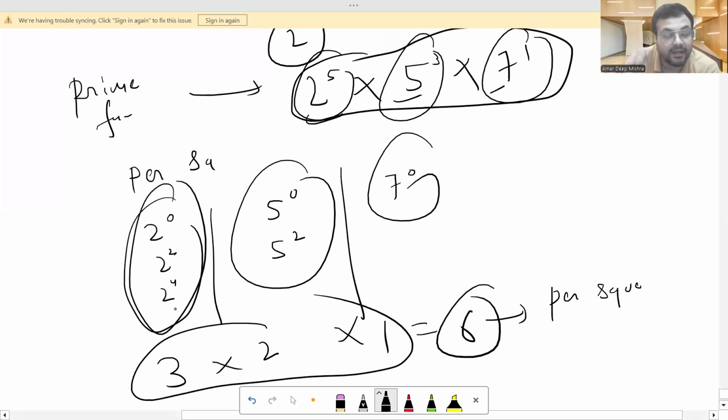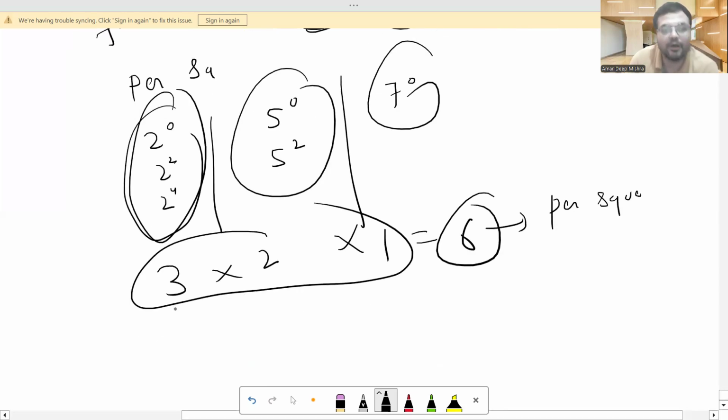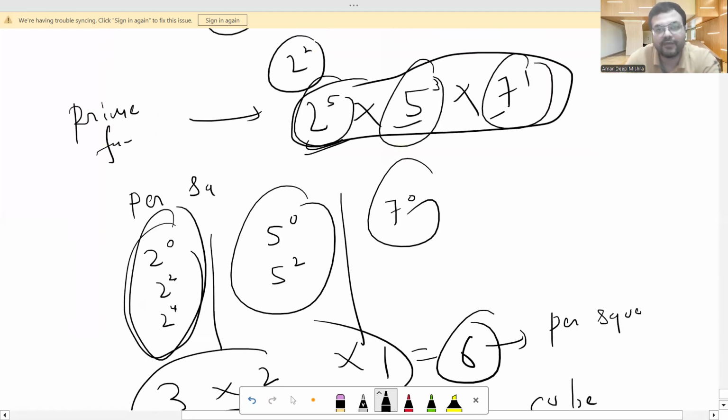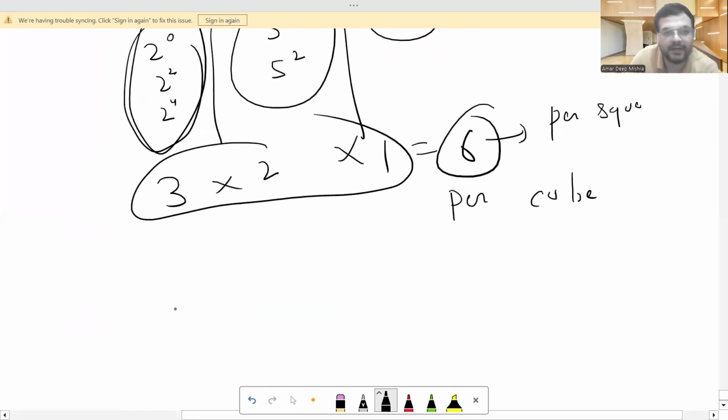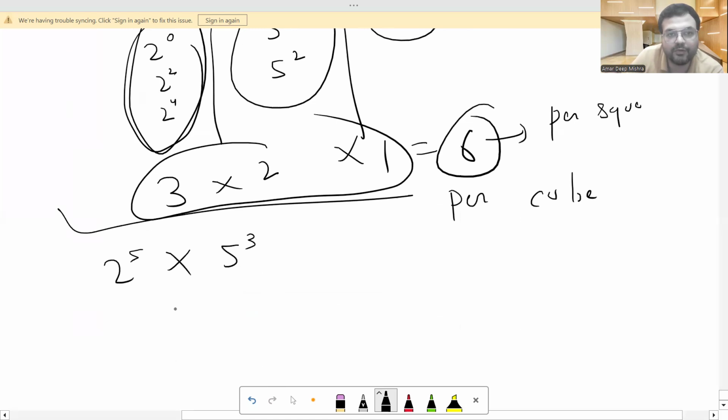So a total of 6 factors are there which are perfect squares in nature. Understand, here I am not finding those 6 factors. I am just counting. I am just finding that there are a total of 6 factors which are perfect squares in nature. I hope this is clear. Now, if you want to find the perfect cubes, we have 2 power 5, 5 cube, and 7 power 1. Let me write again here: 2 power 5 into 5 cube into 7 power 1.